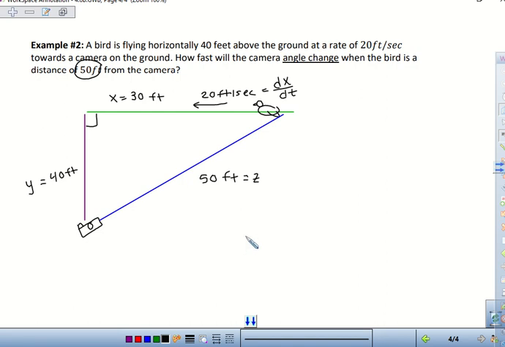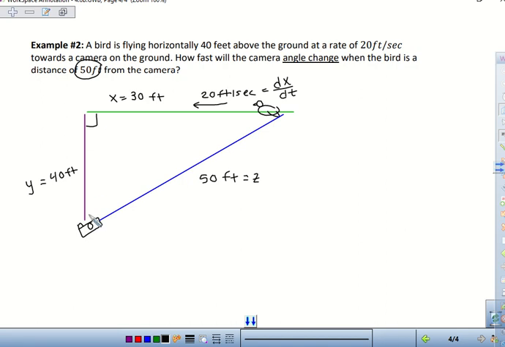Anyways, so what we want to do is figure out, in this scenario, are any of these values constant? Is any of their rates of change 0? Why? Because the distance that is above the camera is not going to change if the bird is flying straight horizontally, right?